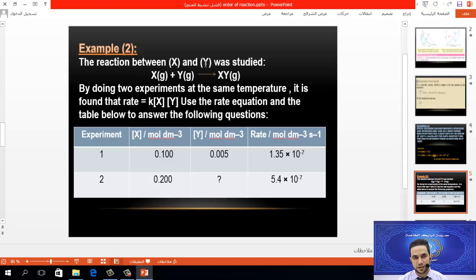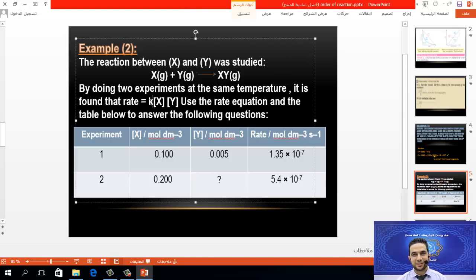Now the reaction between X and Y was studied. X plus Y gives XY. By doing two experiments at the same temperature, see why it is written here at the same temperature, to tell you that the rate constant is the same in experiment 1 and experiment 2. It is found that the rate equation is rate equals K times concentration of X and concentration of Y.